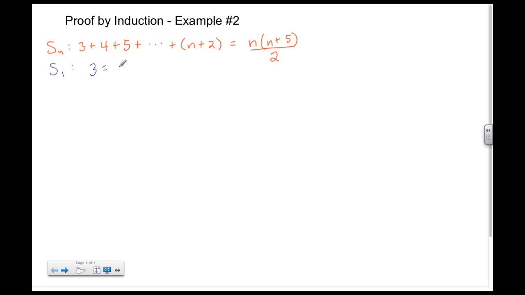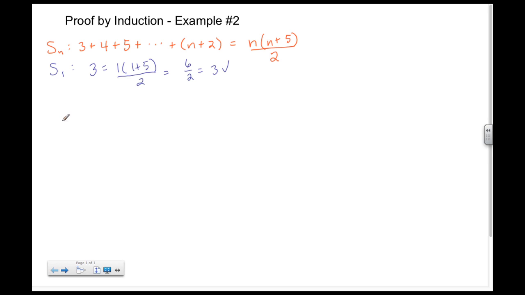So 3 is equal to 1 times 1 plus 5, divided by 2. All I did was substitute the value of 1 in for these n's. 5 plus 1 is 6, and 6 times 1 is 6. So now I have 6 divided by 2, and that does in fact come out to be 3.